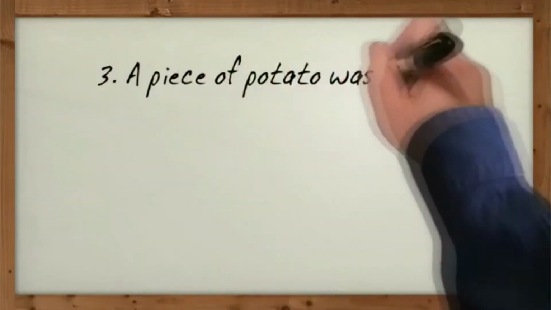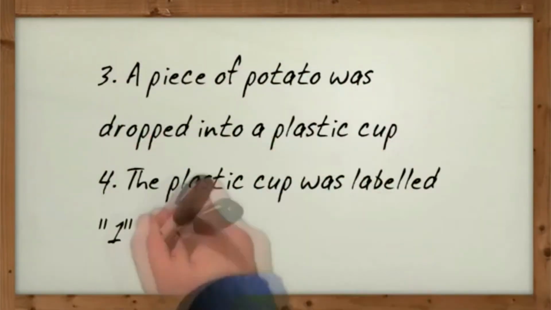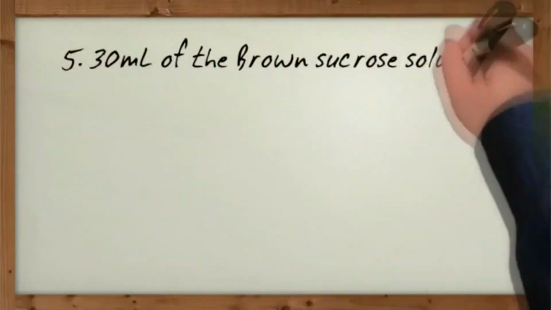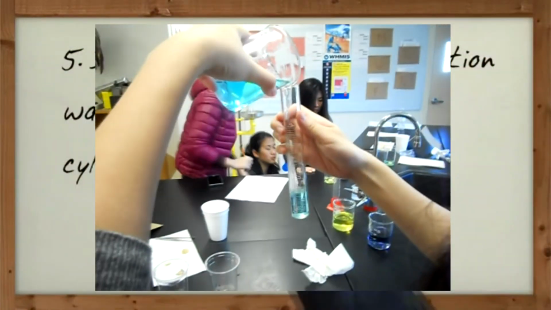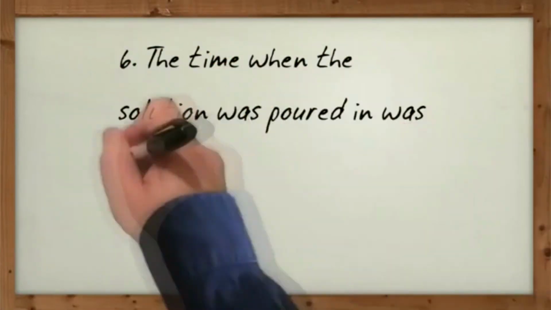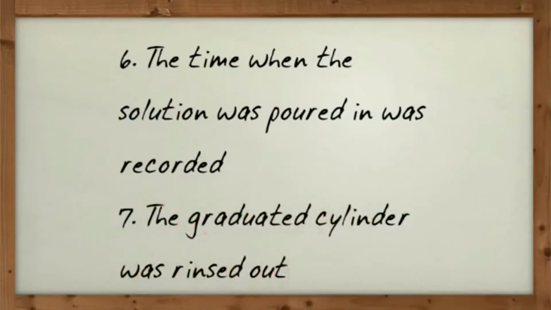A piece of potato was dropped into a plastic cup. The plastic cup was labeled 1. 30 milliliters of the brown sucrose solution was measured in the graduated cylinder, then poured into the plastic cup. The potato was completely submerged in the solution. The time when the solution was poured in was recorded. The graduated cylinder was rinsed out.